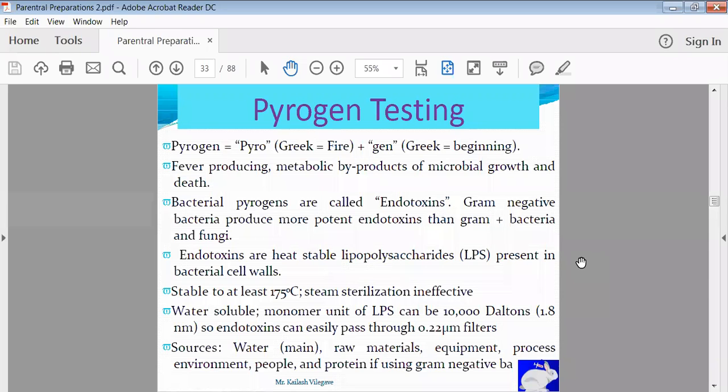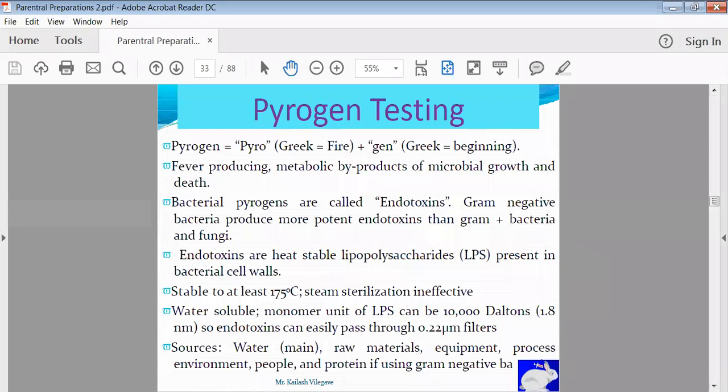These endotoxins are stable at higher temperatures, and chemically they are lipopolysaccharides. They are present in the bacterial cell wall, and they can remain as they are at least up to 175 degrees centigrade. So during sterilization, a temperature of 175 degrees centigrade cannot kill your pyrogens. Steam sterilization, or sterilization by autoclave, is not effective for killing or removing pyrogen, so we have to choose an alternative method for its removal.